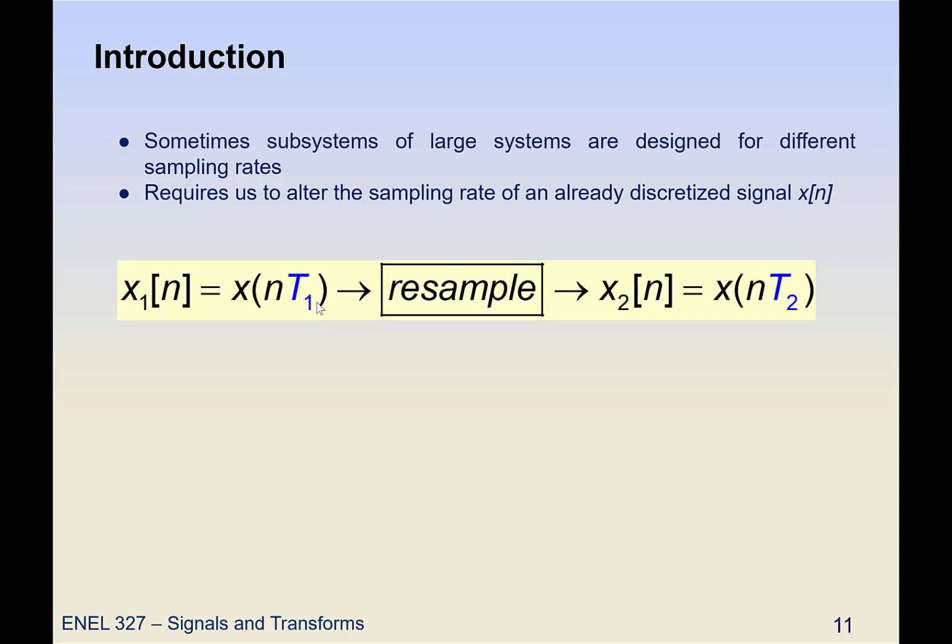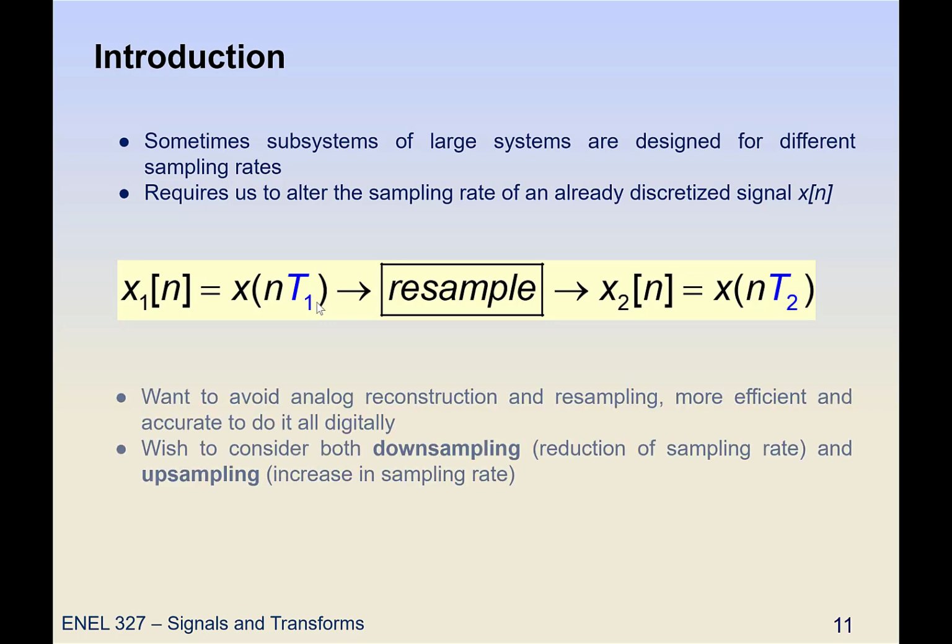So effectively what we are doing is taking the original signal, which was sampled with a sampling period T1, and we want to create another signal which is effectively the original signal sampled at some other period T2. Now, we want to avoid having to do this by going to analog, resampling, and then redigitizing. It's more efficient if we do it all digitally.